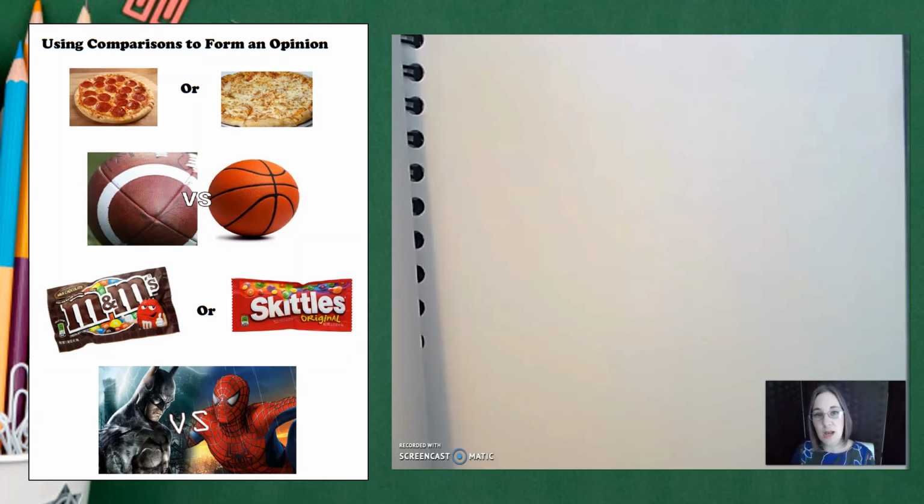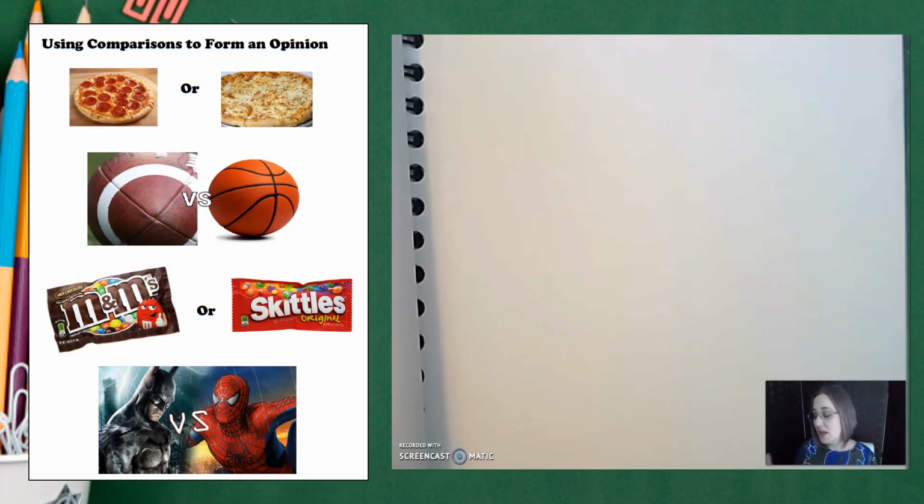As you look at the different topics on the page, it's important you think about which topics you care about, because that means you're going to have a lot more reasons to write down. For example, I have a big opinion and I care a lot about candy. So the M&Ms or Skittles topic would be a great one for me to write about. But I don't really have a lot of interest in different types of superheroes. Batman or Spider-Man, it's not really important to me which one is better, so that wouldn't be a good topic for me to look at.